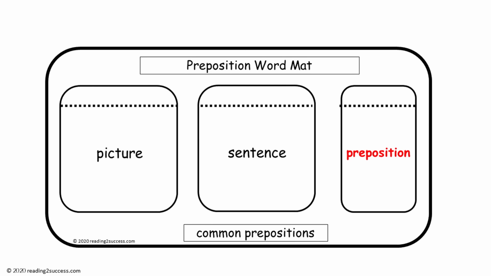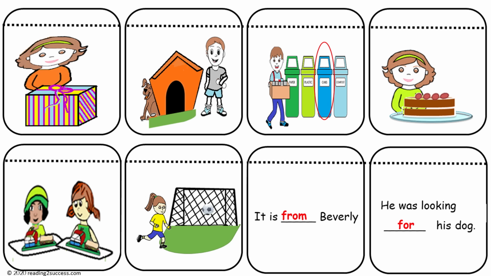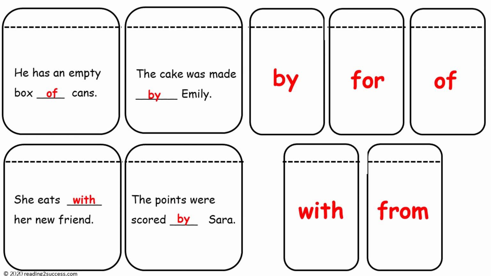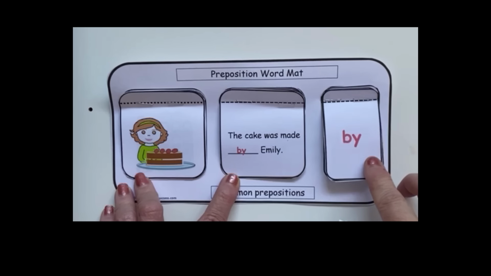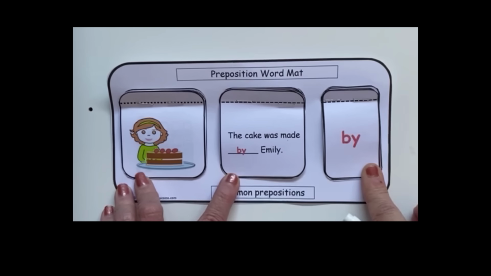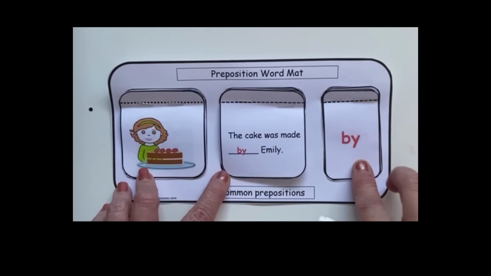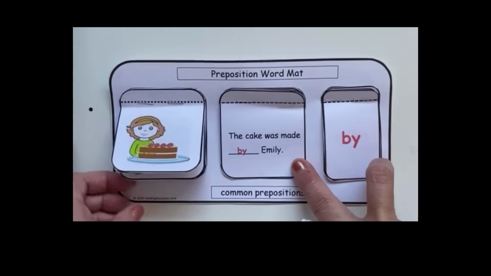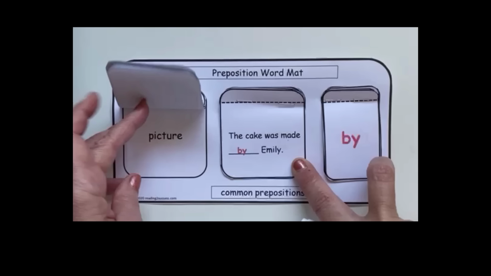The next 3 templates are used to make the preposition word mat to give kids further practice in identifying the prepositions in each sentence. Now we have put our preposition word mat with common prepositions together, and we have the categories of pictures, the categories of sentences, and the category of prepositions. And to help when you're putting the word mat together, each category is identified on the mat.